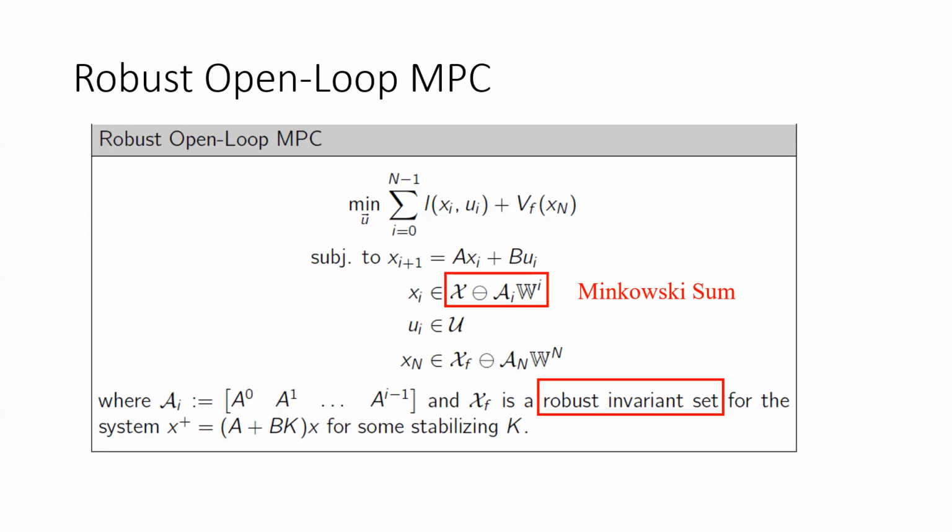So here's the problem formulation for the robust open loop MPC. If you remember the previous page that I talked about, how the noise effect is additive as you move along the trajectory. This is exactly what this term is computing: the additive effect of the noise on the system.